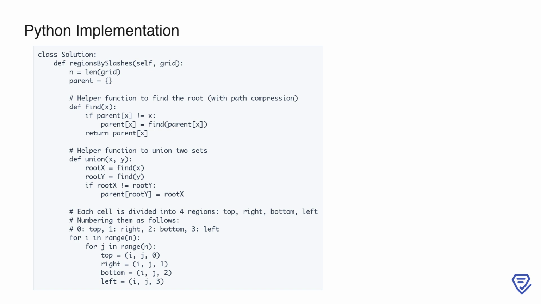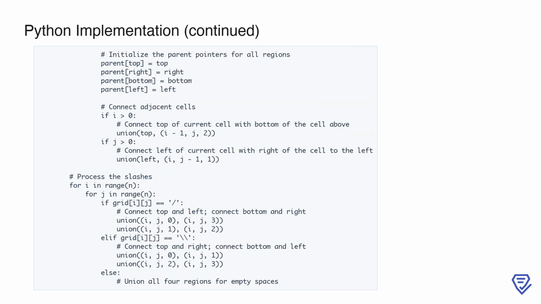After this, we conceptualize each cell in the grid as being divided into 4 regions: top, right, bottom, and left, which are labeled as 0, 1, 2, and 3 respectively. For every cell in the grid, these regions are represented as tuples containing the cell coordinates and the region label. The next step is to initialize the parent pointers for each of these 4 regions within the cell. For example, the top region of the cell at position i, j, is set to point to itself initially, and the same is done for the other 3 regions.